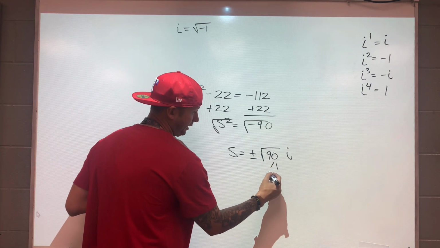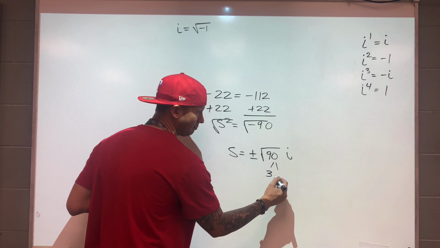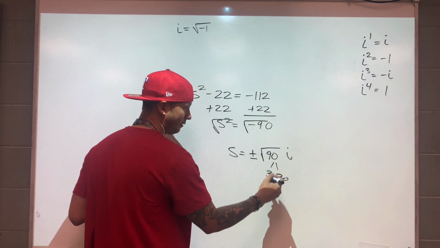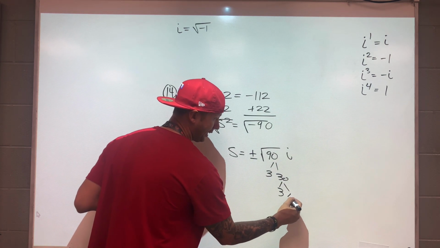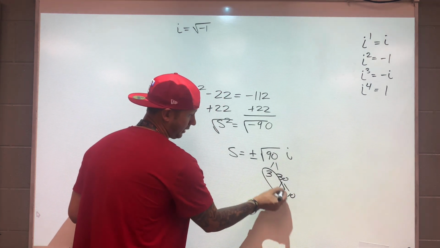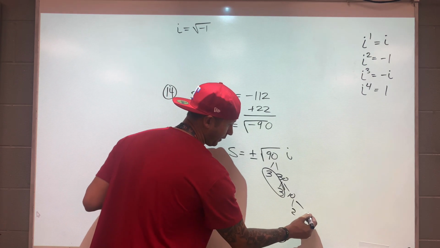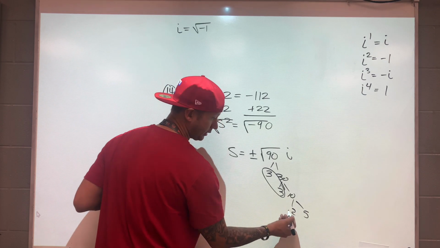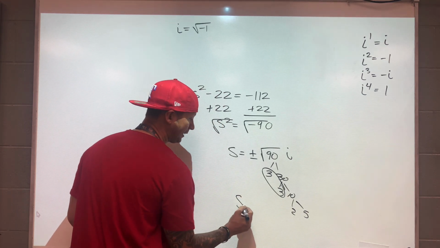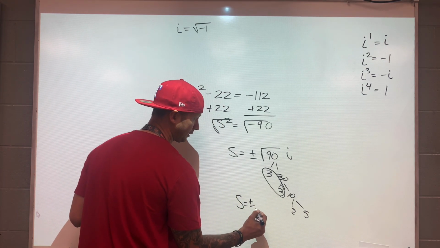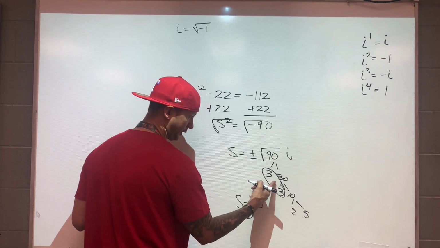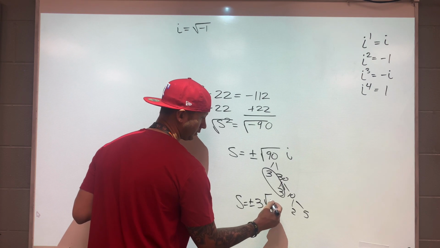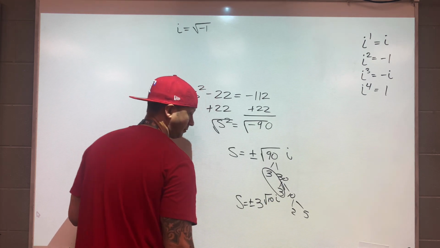This is going to be 3 and 30. Prime factorizing 90, right? 3 and 30, 3 and 10. Okay, I have a pair. Actually, 10 is 2 and 5, but you can't pull anything out of here, right? So this is just 10. So s is equal to plus or minus 3, because the 3 can come out, square root of 10 i.